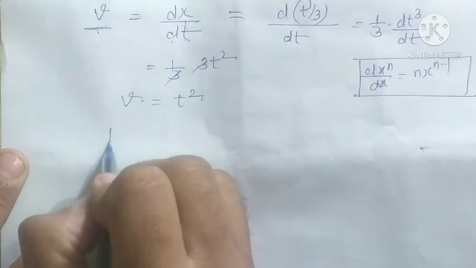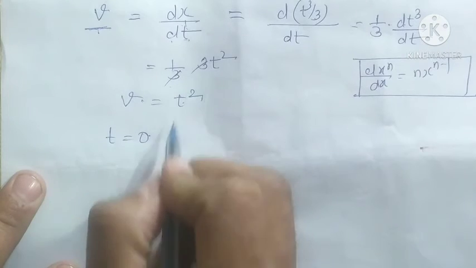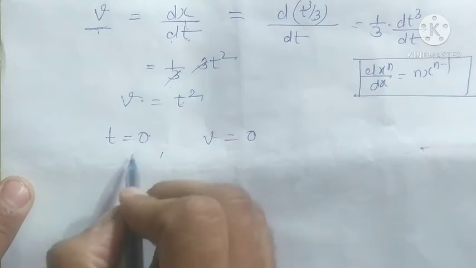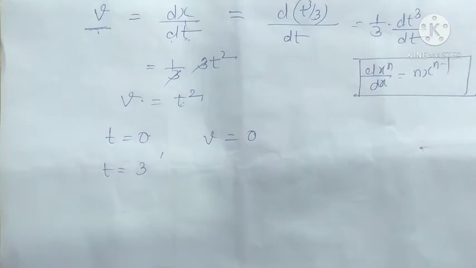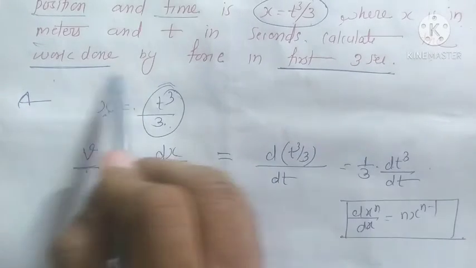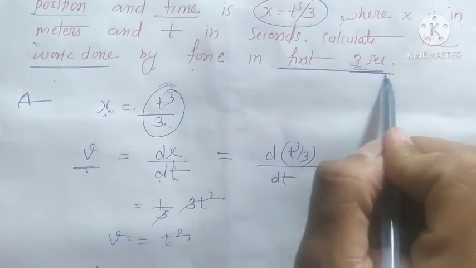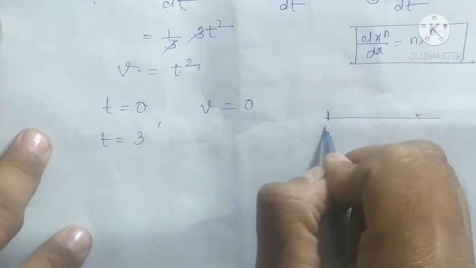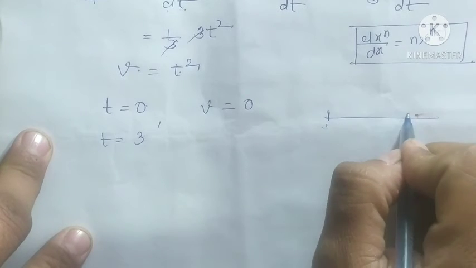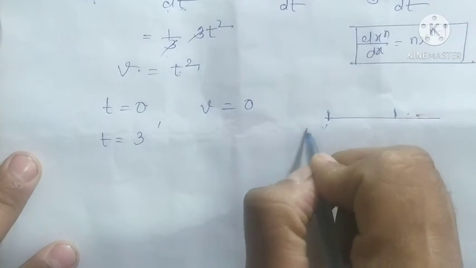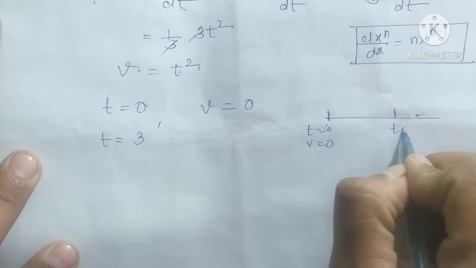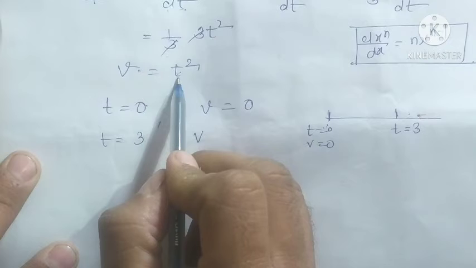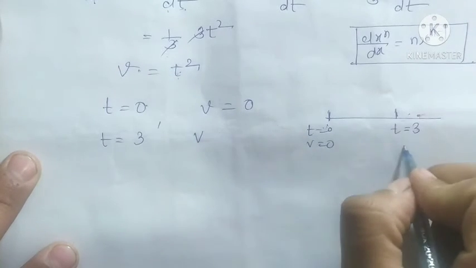So v is equal to t square. When t is equal to 0, v is equal to 0. When t is equal to 3 seconds, we have to calculate the work done by the force in the first 3 seconds. Initially this body is at rest, but when it starts, it covers some distance. So when t is equal to 0, v is equal to 0, and when t is equal to 3, using this formula, v is equal to 9.